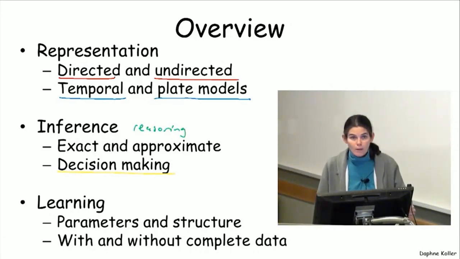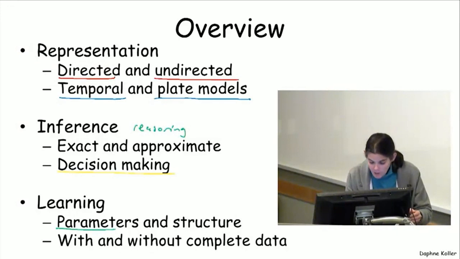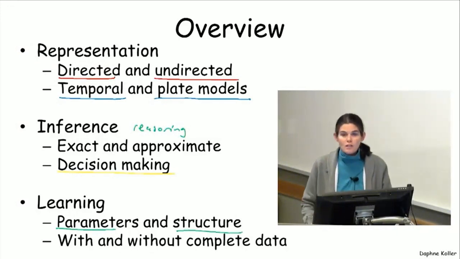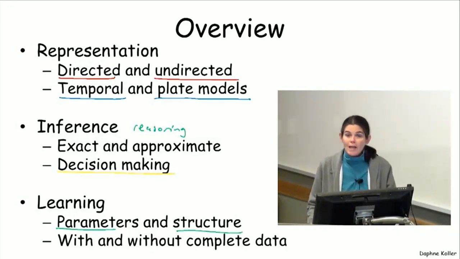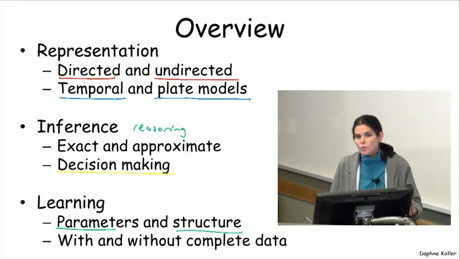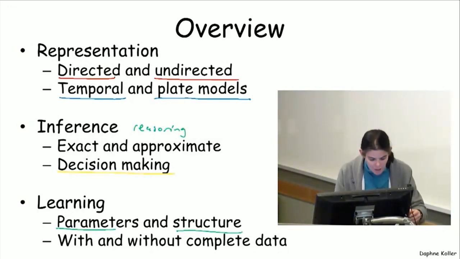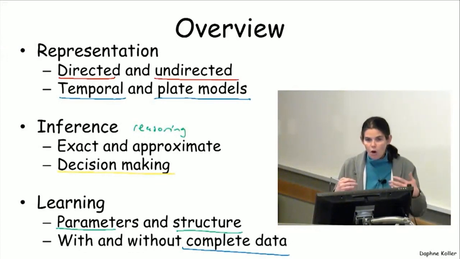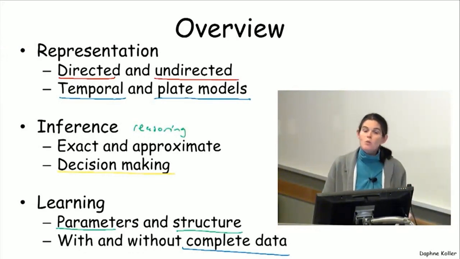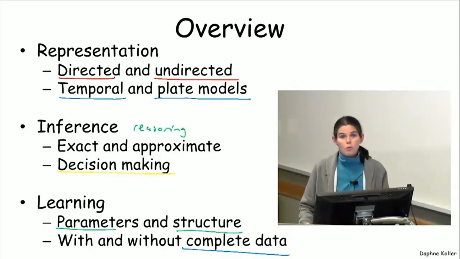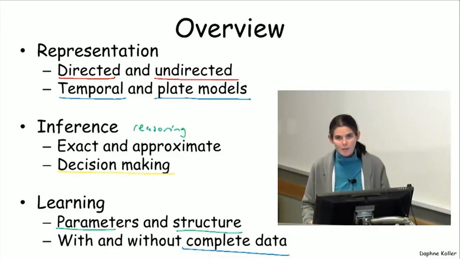We'll talk about learning both parameters as well as structure of these models automatically, and dealing with both the somewhat simpler scenario where we have complete data, that is, all of the variables are always observed, as well as the more difficult case where some of the variables might not be observed all the time, or perhaps not at all. And that introduces an interesting set of complications, but also a wealth of very exciting applications, as we'll see.